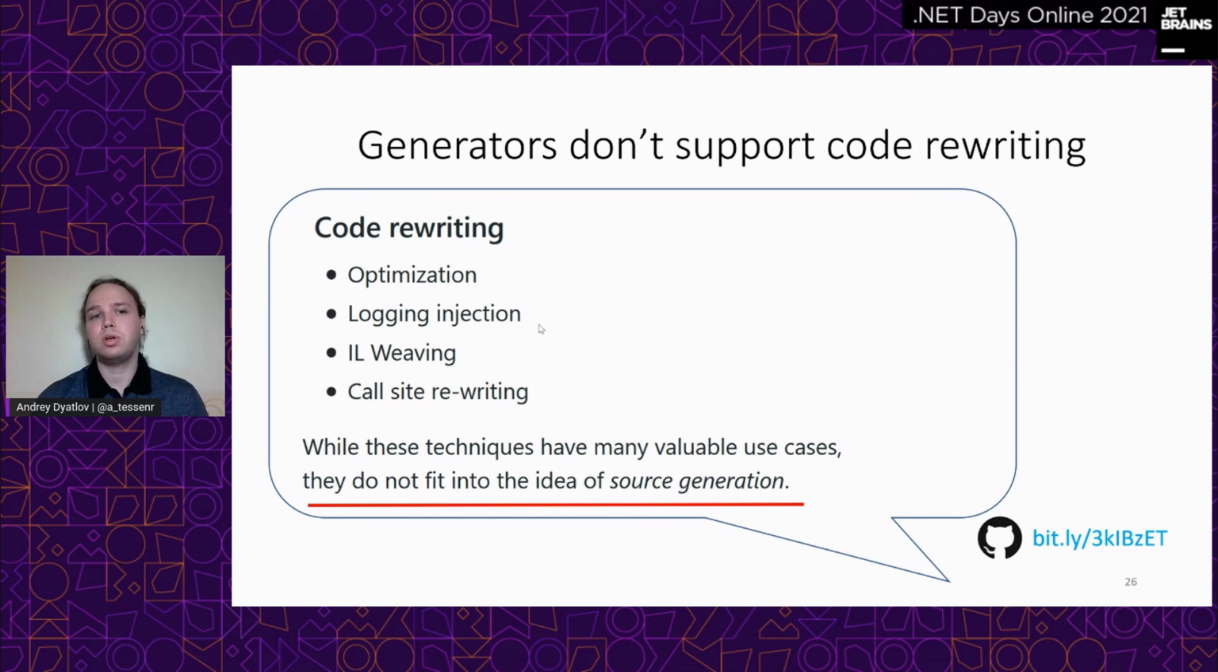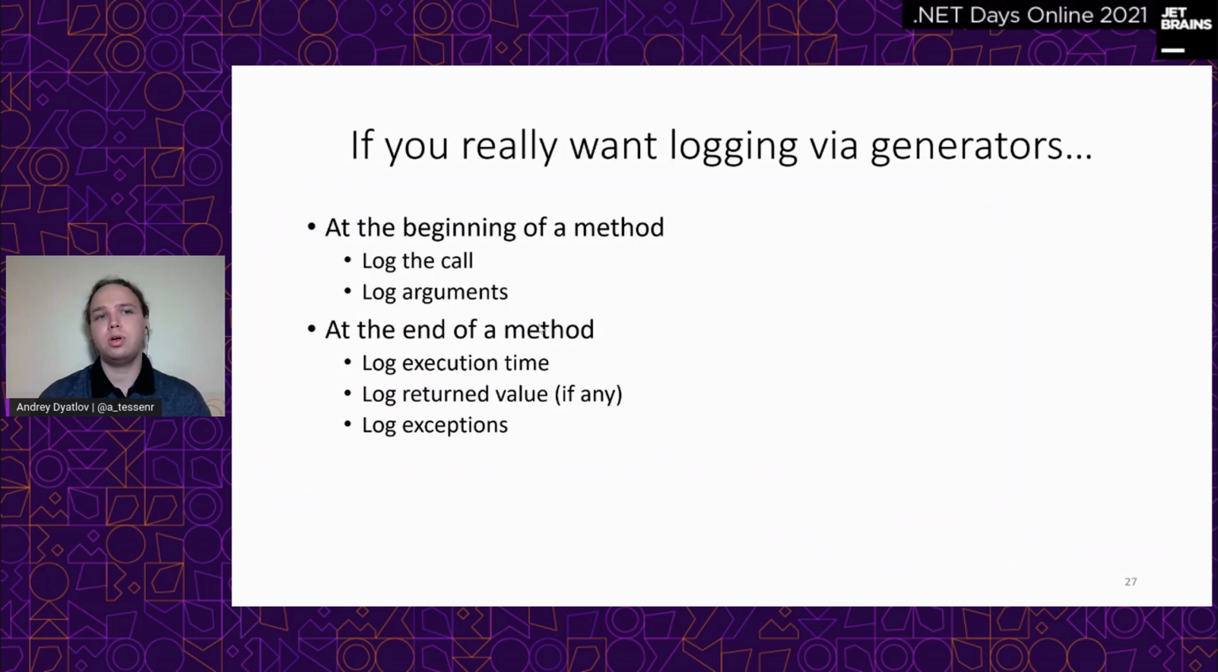So let me show you that actually you are still able to provide some extension points for source generators, for example, for logging injection. And by this, we usually understand that we want to log something at the beginning of a method, for example, the values of the call arguments, and at the end of a method, log its execution time, whether there were any returned values, whether there were any exceptions.